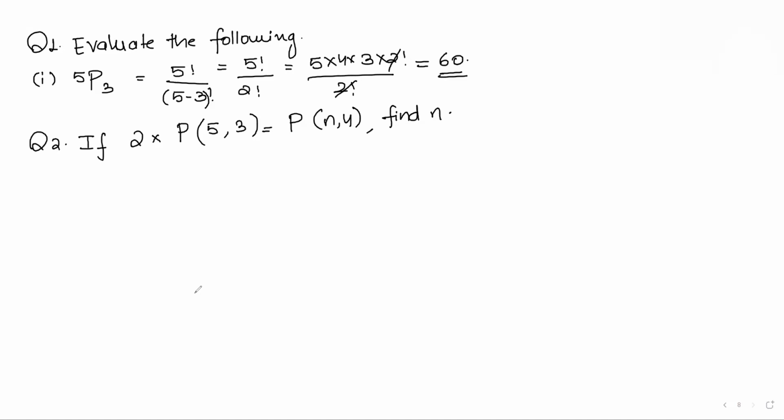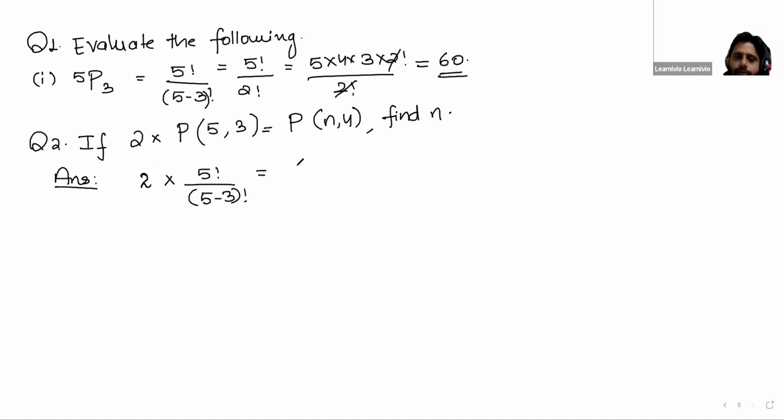Second one. Sir, I have a doubt for the second one, sir. Okay. Yes, sir. When we are making that form, sir, n factorial by (n minus 4) factorial, do we have to subtract n minus 4, like the previous method you told us yesterday? First, we will write like this: 2 into 5P3, which means 5 factorial by (5 minus 3) factorial. And this is equal to n factorial by (n minus 4) factorial. So this is 2 into 5 factorial by 2 factorial.